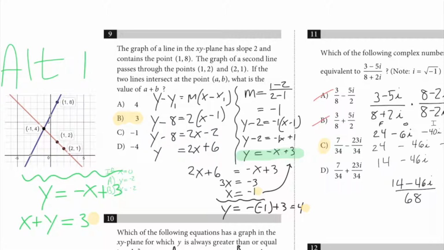The graph of the line in the xy plane has a slope of 2 and contains the point (1, 8). The graph of the second line passes through the points (1, 2) and (2, 1). If the two lines intersect at the point (a, b), what is the value of a plus b?